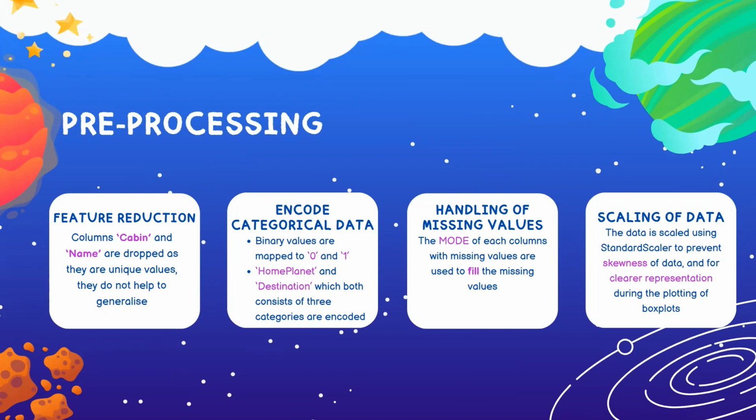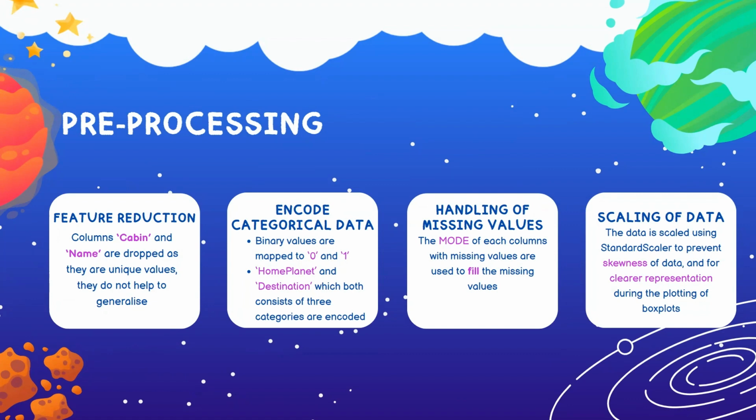Next, let's go through the process of pre-processing. So firstly, we did feature reduction. The cabin and name columns are dropped as their values are unique, hence they do not help to generalize to the model. After that, we encode categorical data. So binary values such as true and false are mapped to 0 and 1. And our categorical data, which consists of home planet and destination, have each 3 categories which are encoded to 0, 1, and 2.